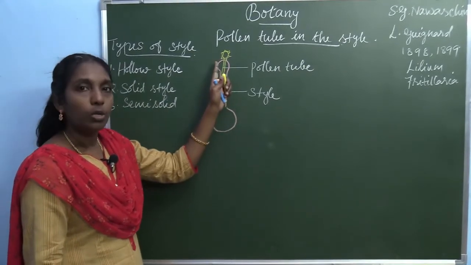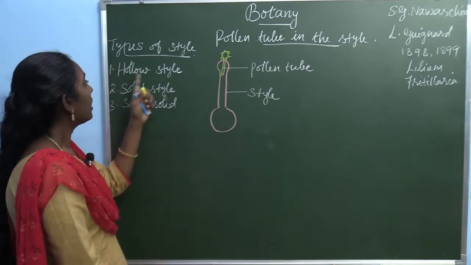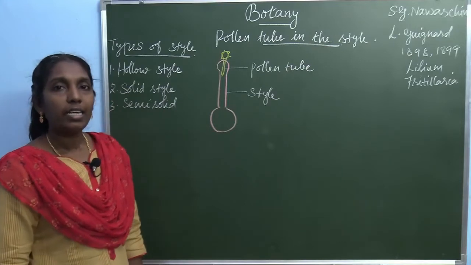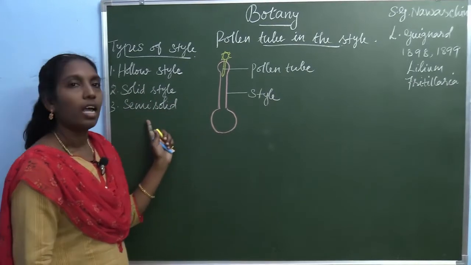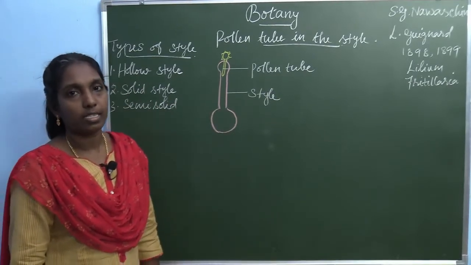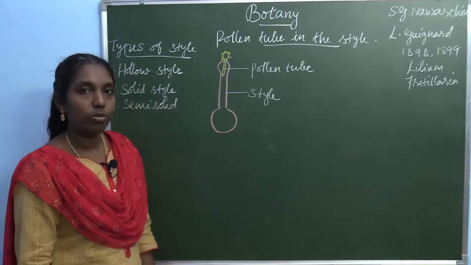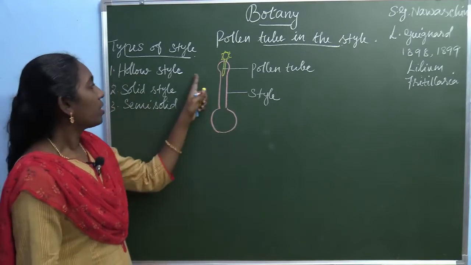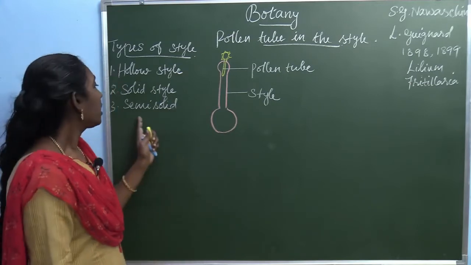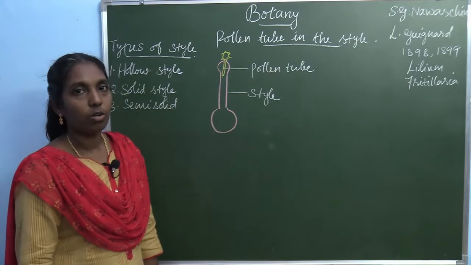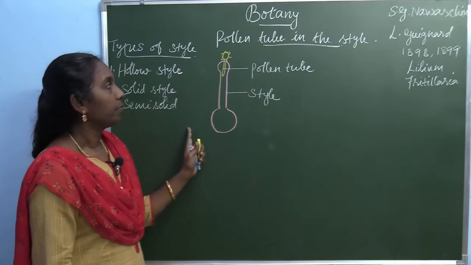The pollen tube grows along the stylar region. It depends upon the types of style. There are three different types of style: hollow style, solid style and semi-solid style. Number one, hollow style, is otherwise called open style. Solid style is otherwise called closed style. And the semi-solid style is otherwise called half closed type. So, three different types of style are observed.